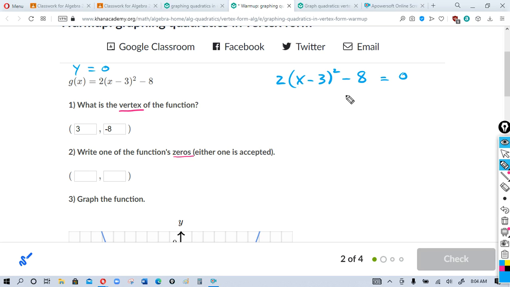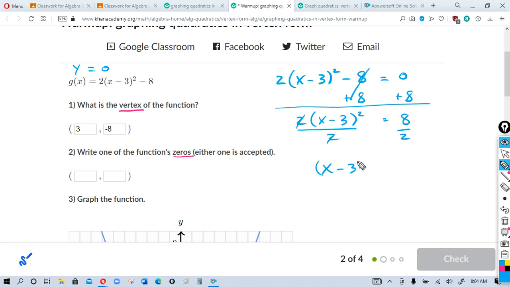So on first step, I'm going to add the 8 to both sides. All right, the 8's cancel. And we have this mess here, 2 times x minus 3 squared. And that's going to equal 0 plus 8, which is 8. Okay, to get rid of the 2, we just divide both sides by 2. Cancels here. And we have x minus 3 squared equals 8 divided by 2 is 4.